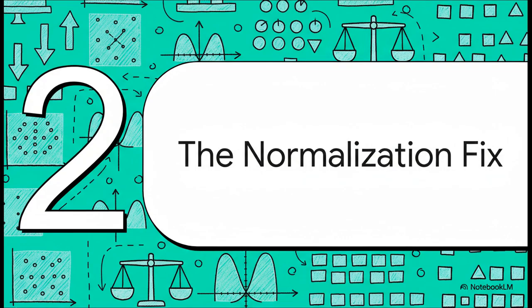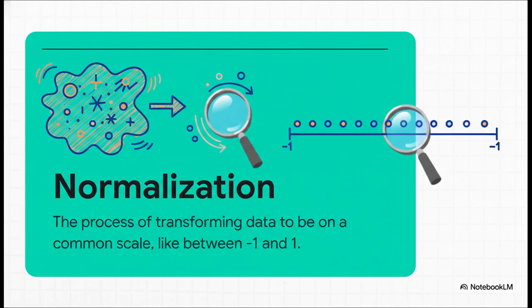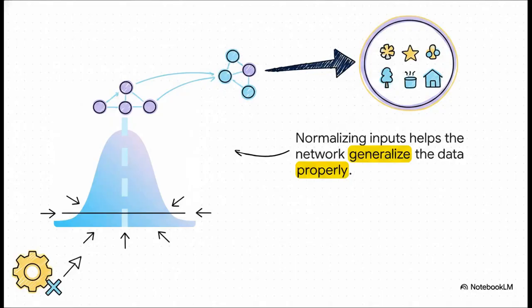Well, the first step is a really classic technique in data science. It brings us to what we can call the normalization fix. The basic idea here is something called normalization. It's basically just the process of taking all your data and squishing or stretching it so it all lives on the same scale. A super common way to do this is to make everything fit neatly between -1 and 1. And by putting all the inputs on a level playing field, we're helping the network learn so much more effectively. It doesn't have to fight with those mismatched scales anymore, and that helps it generalize way better.